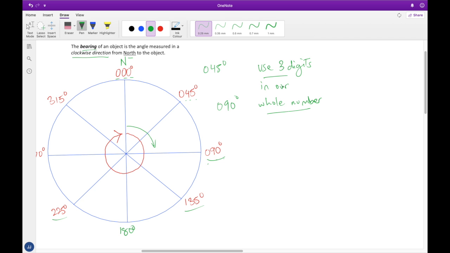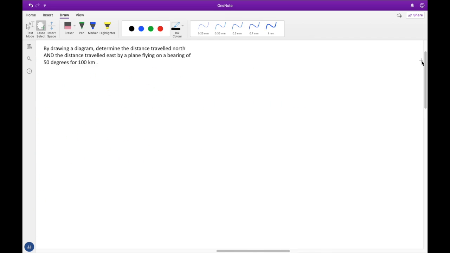Now let's get to some bearings questions, and the questions are really easy. You'll see what I'm talking about here when it comes to previous knowledge of trigonometry coming into play. As the question says, by drawing a diagram, determine the distance traveled north and the distance traveled east by a plane flying on a bearing of 50 degrees for 100 kilometers.